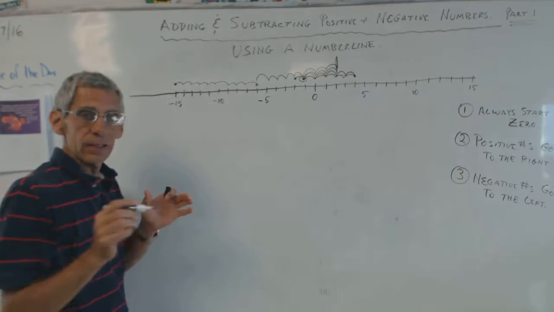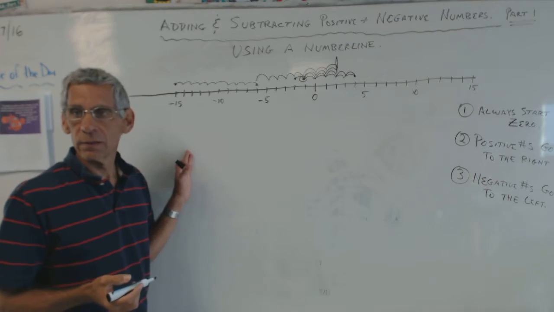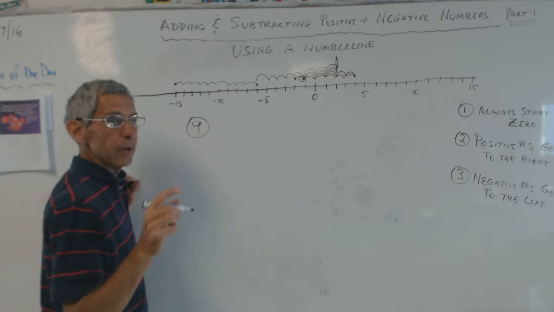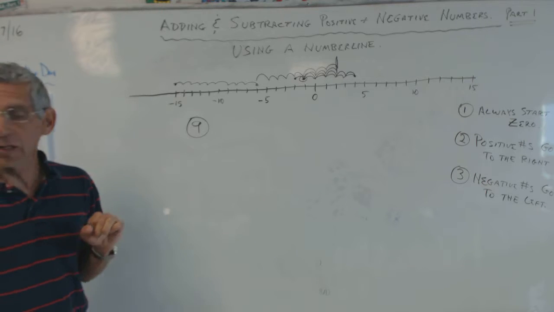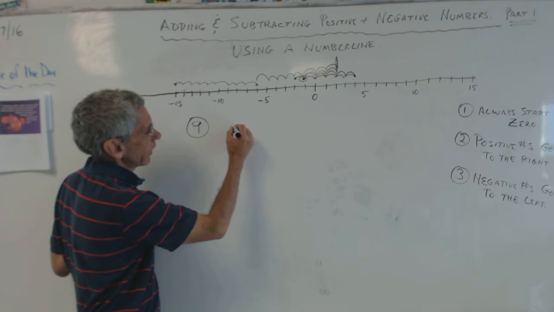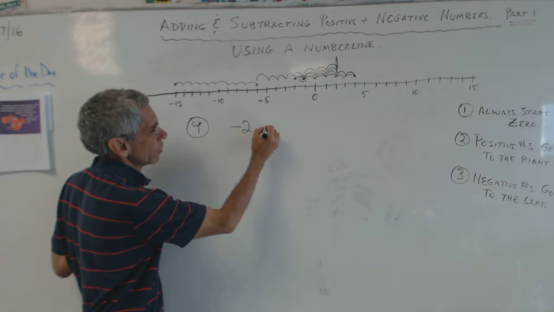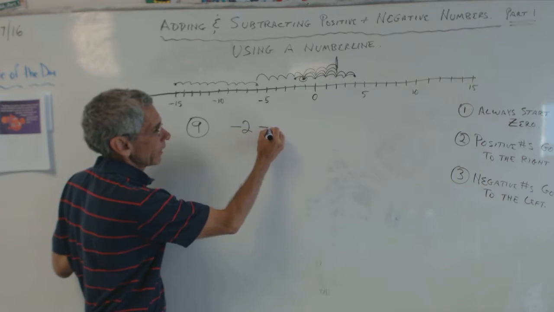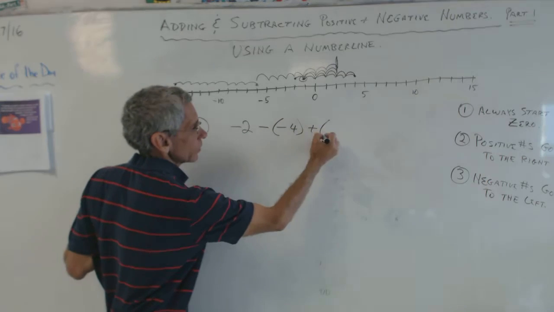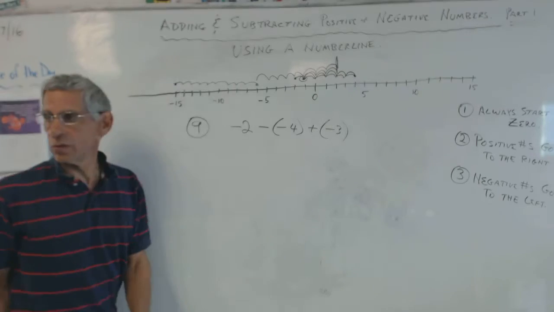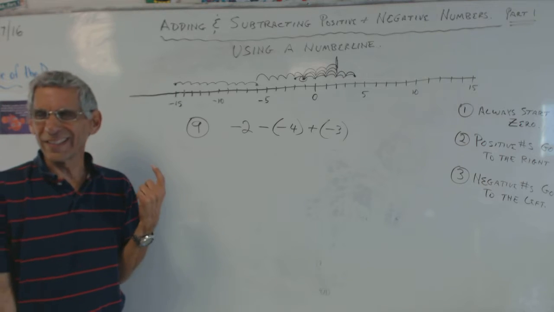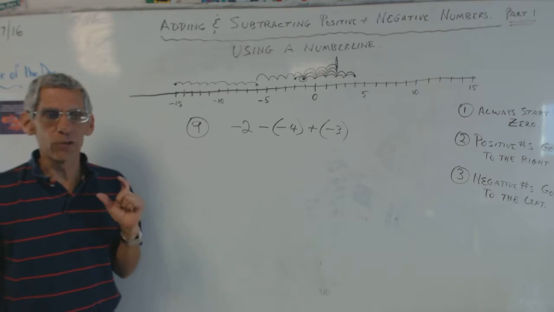Now, what number am I on? 8? 9? Okay. All right, here we go. I'm going to make it look more complicated, just so that I'm sure you guys can figure this out. What if I had this? Negative 2 minus a negative 4 plus a negative 3. What would you do? There's a trick in here. And what do you notice that's different about this than any other problem I've given you?